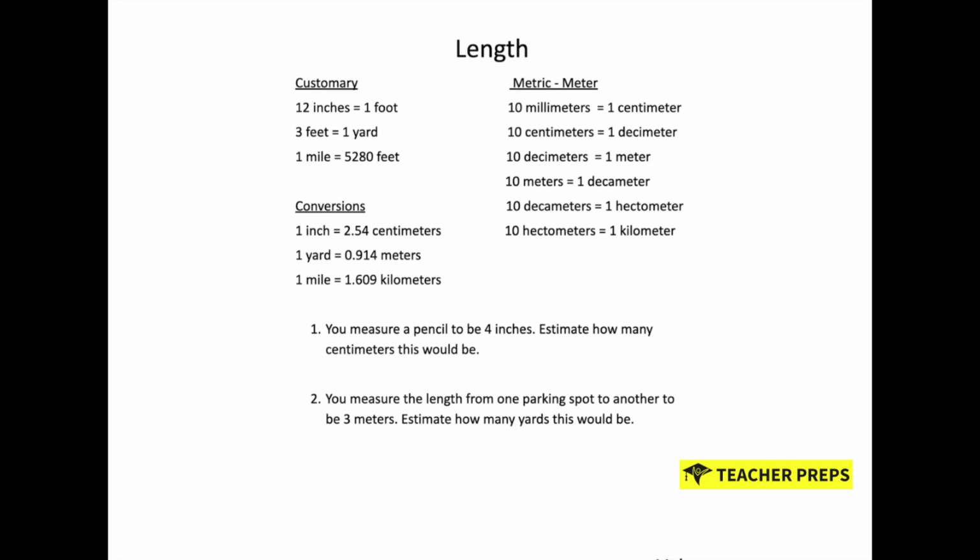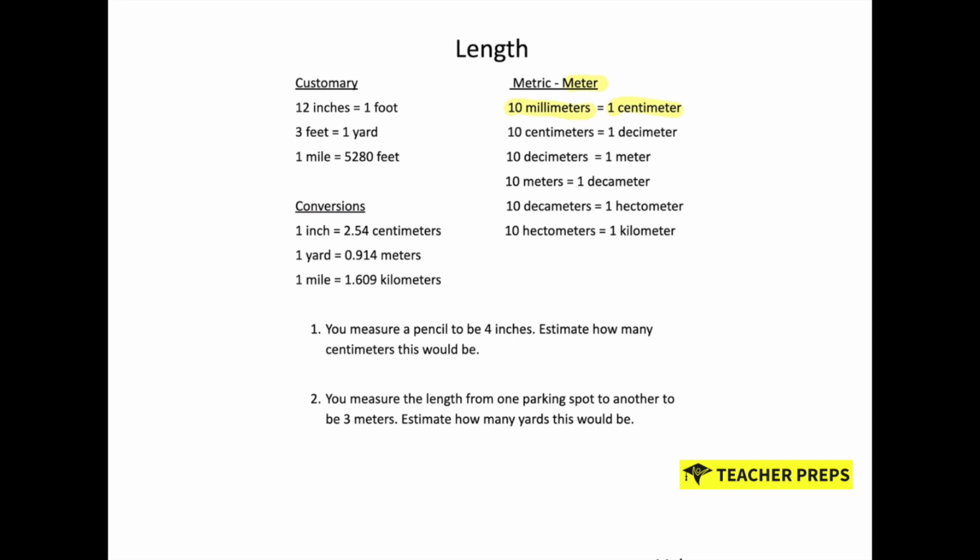Pause the video and take a moment to look at the different measurements. Now, what did you notice? First, the base for length is meter. Next, the metric system works in powers of 10. For example, there's 10 millimeters in 1 centimeter. But then if we take 1 centimeter times 10, we have 10 centimeters that equals 1 decimeter. This makes it really easy to convert within the metric system.